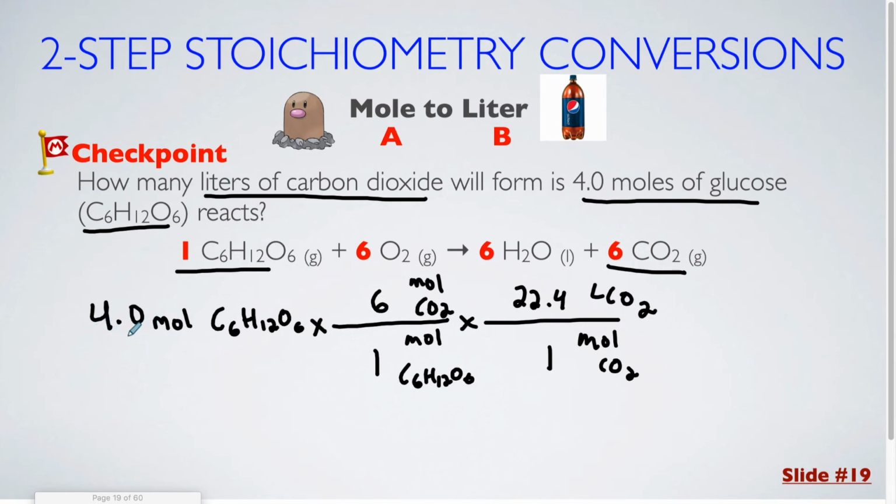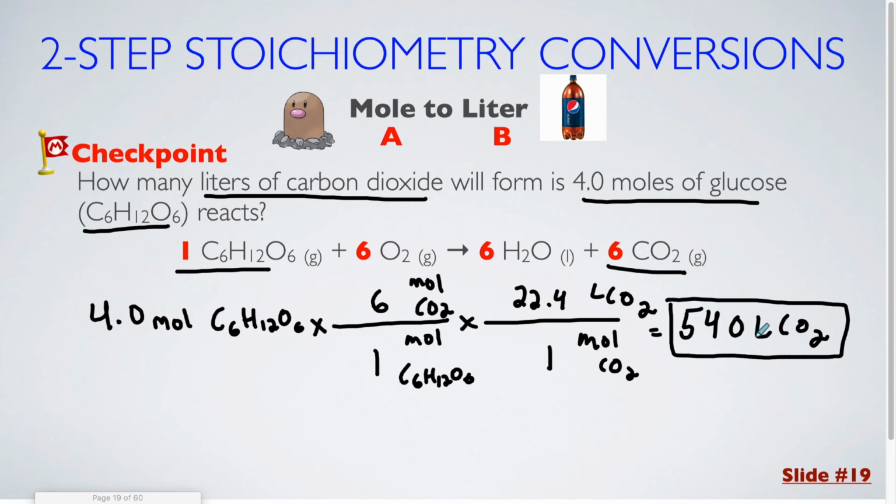It looks like I have 2 significant figures in my original number here. So I start off with 537.6, but that is going to get rounded to 540 liters of carbon dioxide. The 0 on the end does not count towards significant figures since there is no decimal, so that is just a placeholder.